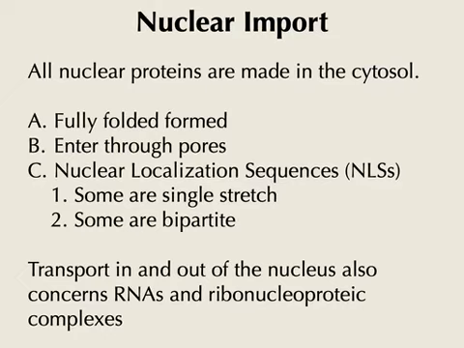We're going to see next week, transport to the mitochondria and transport to the chloroplast also involves unfolded proteins, and the folding happens after translocation. In the nucleus, it's different. The folding comes first, and then it's a fully formed protein that goes in.